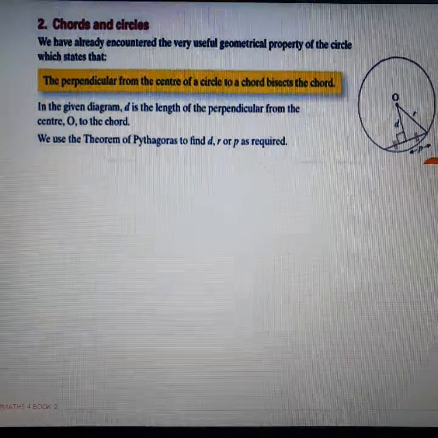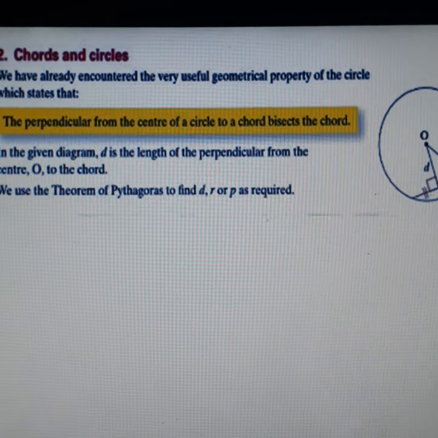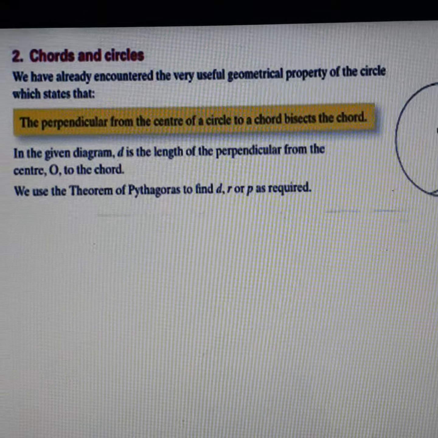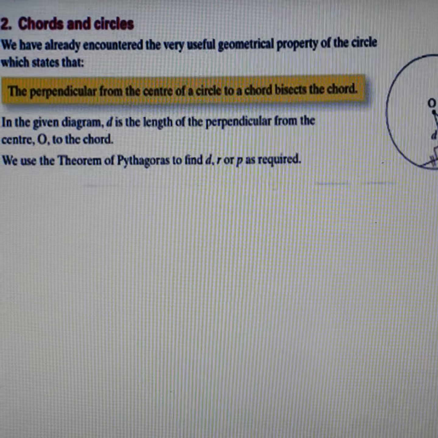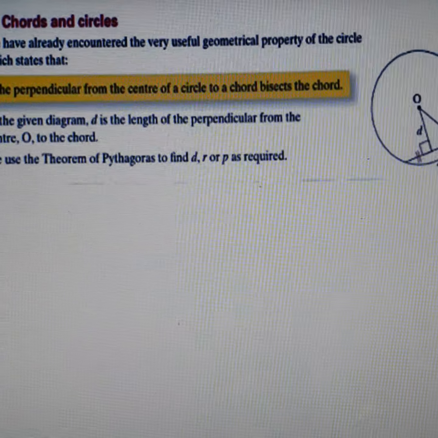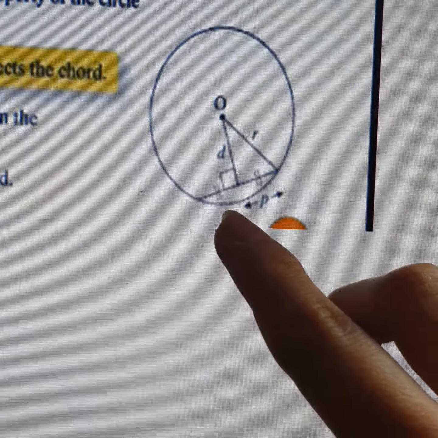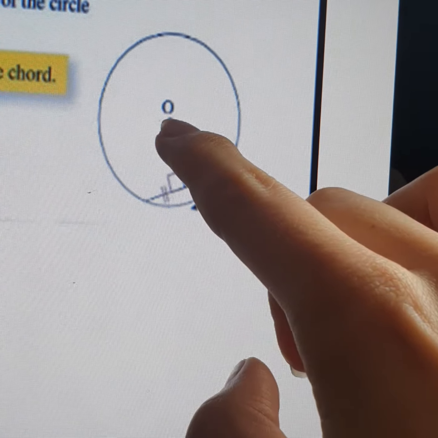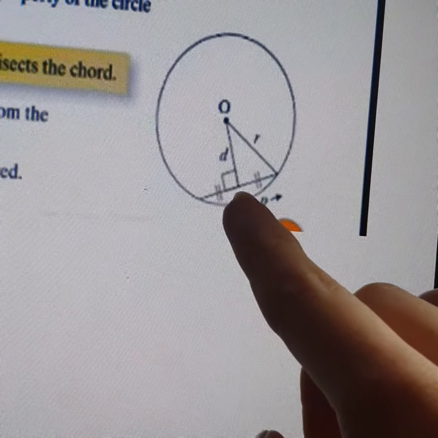So chords and circles. We've already covered the very useful geometrical property of the circle, which states that the perpendicular distance from the center of a circle to a chord bisects the chord. This is something we would have come across in geometry. The perpendicular distance from the center to the chord bisects it, right? It does, because it goes from here to here.